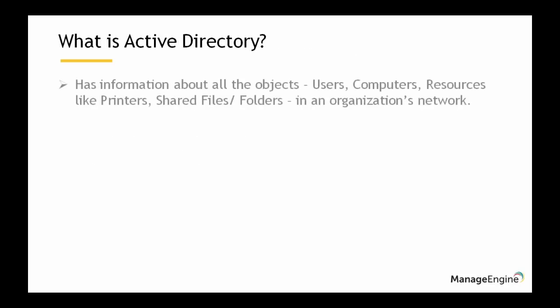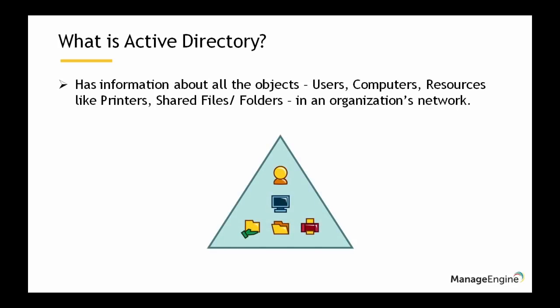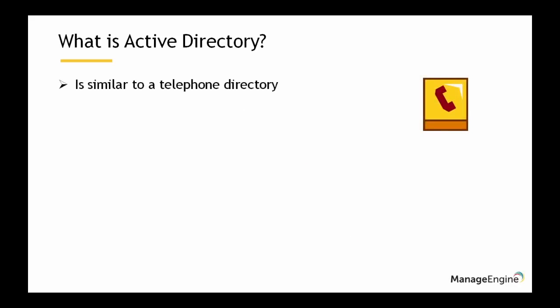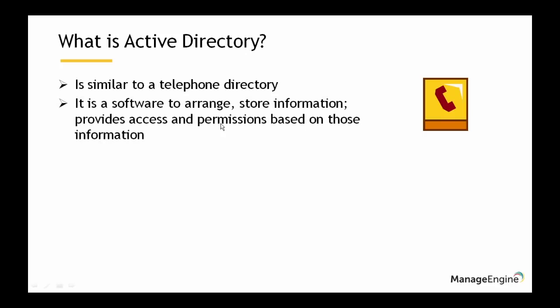So Active Directory is a technology that has information about all the objects, in the sense users, computers, resources like printers, shared files, folders in an organization's network. To make things more simple, you can even think of Active Directory as something similar to a telephone directory. So this technology basically is used to arrange and store information and then provide access permissions based on the information that is already stored.